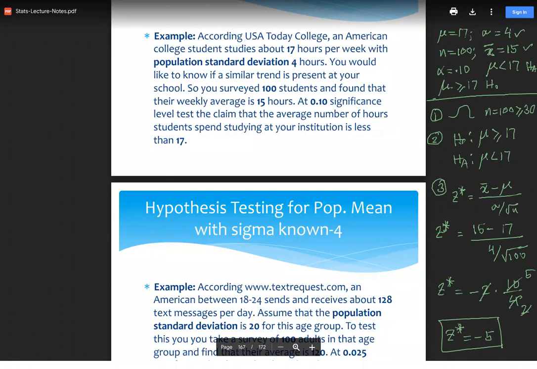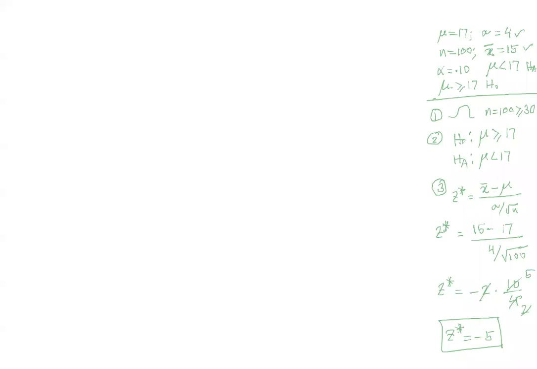Now, let's go ahead and do the rest of the problem. Step number 4, your critical region, bell-shaped, right? Mean is 0, standard deviation 1. Now look, the alternative hypothesis tells you that mu is less than 17. So that's what you're testing. So this is a left tail test, and alpha is 0.10.